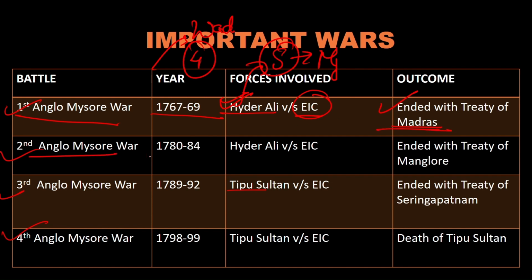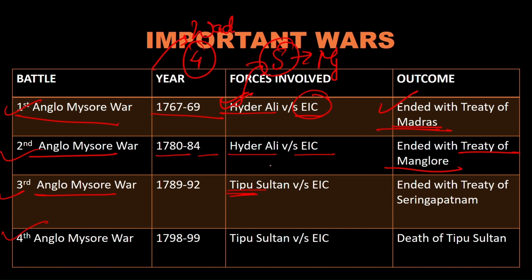The second war was fought in 1780 to 84, Hyder Ali versus the East India Company. Here it was not determined who was winning or losing, and it ended with the Treaty of Mangalore. Then we had the third Mysore War.